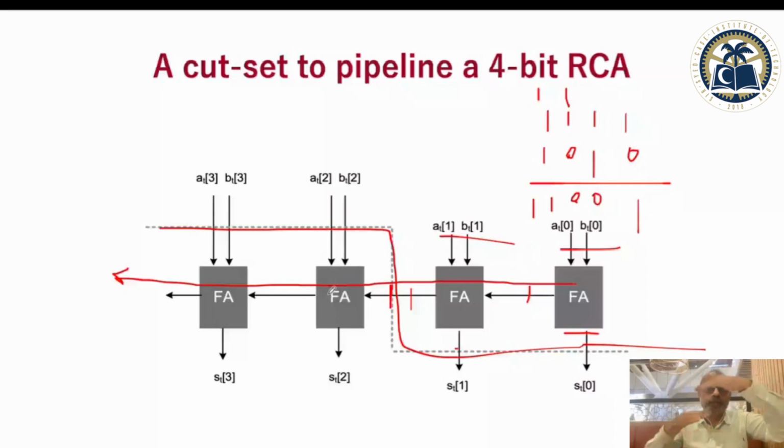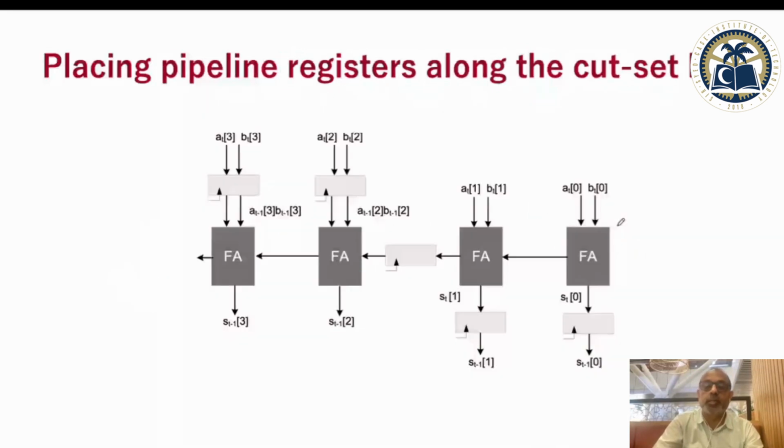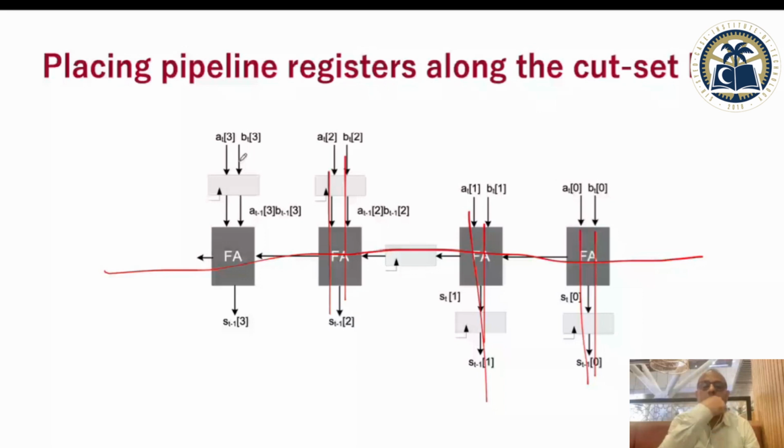Everything has to be delayed. And similarly, you have to delay these outputs. So every path going from input to output must see the same number of registers. So this is the design. Now you see this path sees one register, these paths see one register, these paths see one register, and these paths see one register. So we have to make sure that every path going from input to output must see the same number of registers.